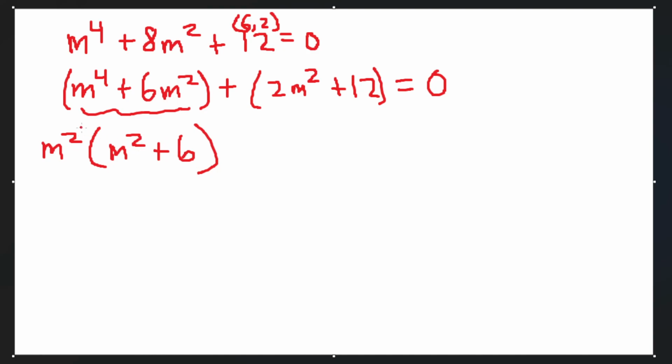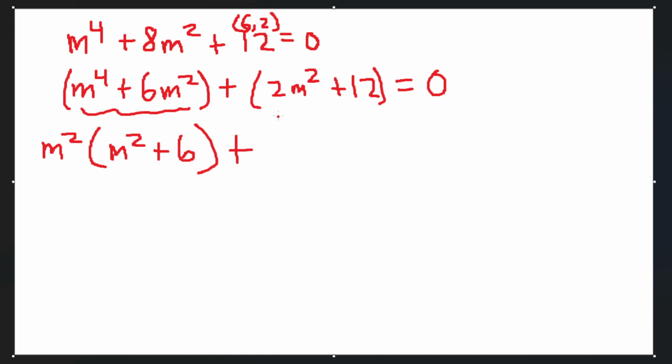And of course, one way to verify this, if you're unsure what you took out was correct, you can multiply it back. So the m squared times m squared will give you m fourth. And an m squared times 6 will give you 6m squared. So that's a way to verify that you did it correctly.